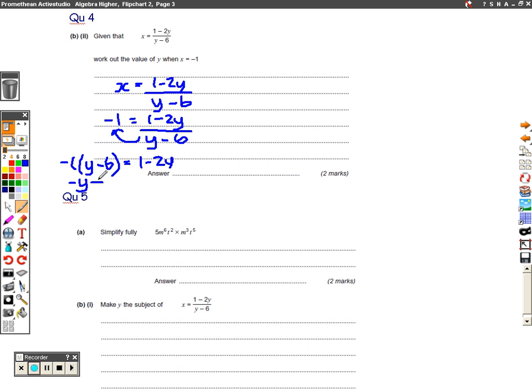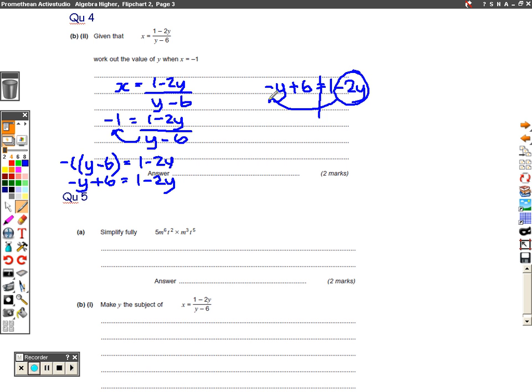I'm going to rewrite it up here. So minus y plus 6 is equal to 1 minus 2y. Put your line down. Now remember we said when you've got letters on both sides of the equation, you move the smaller letter value first. So your minus 2y is smaller than minus 1. Bring it across, it becomes plus 2y.